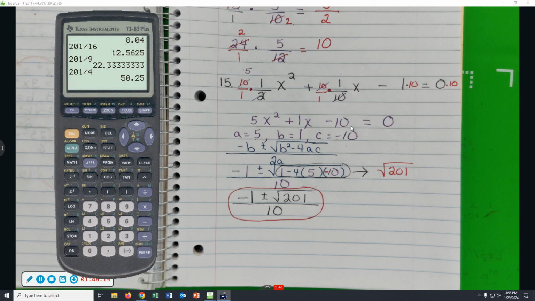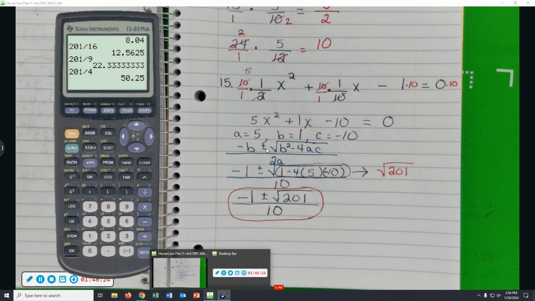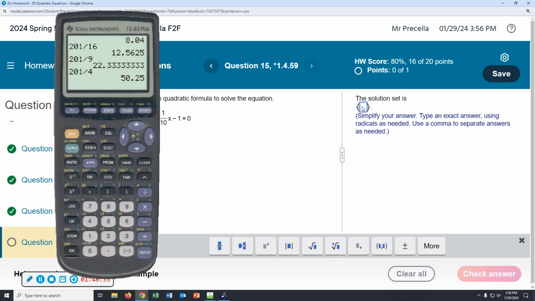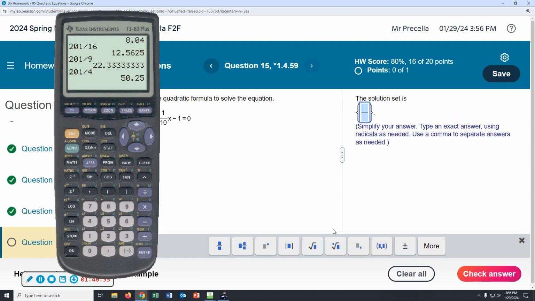This idea of multiplying both sides of the equation by a number to get those fractions to cancel out, that might be a fun chore for y'all to do. Try it with a equal to half, b equal to 1 over 10, and c equals negative 1, and see how long it takes you to get it. So what is it? Negative 1 plus minus the square root of 201 all over 10.